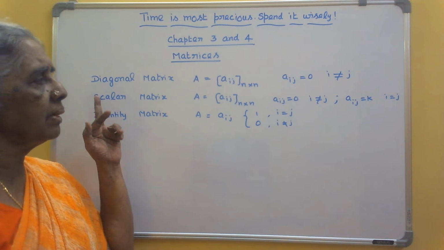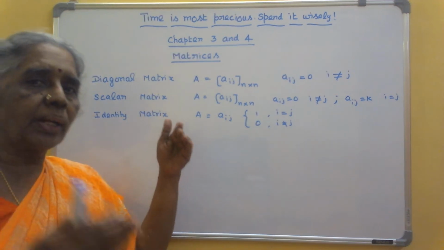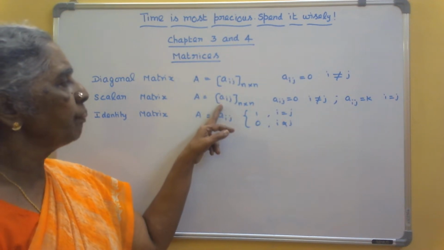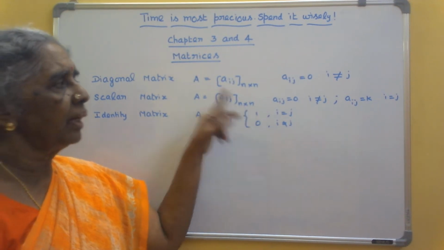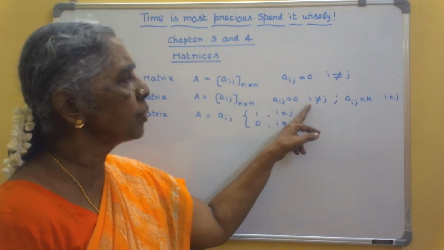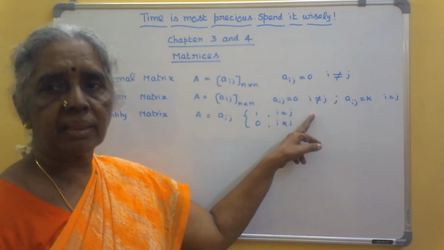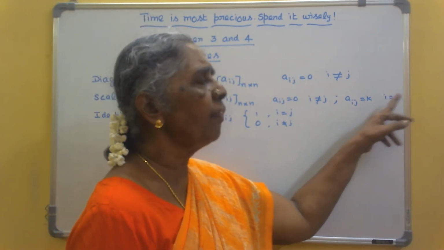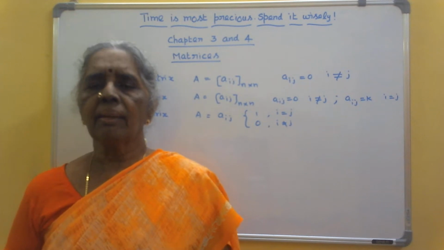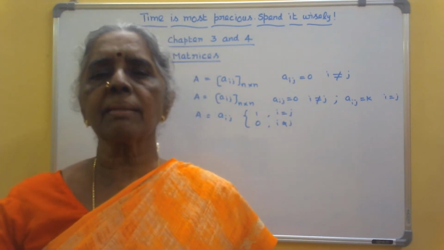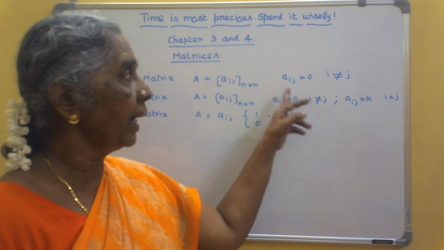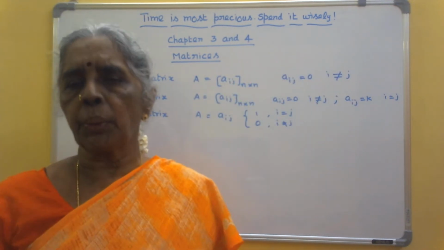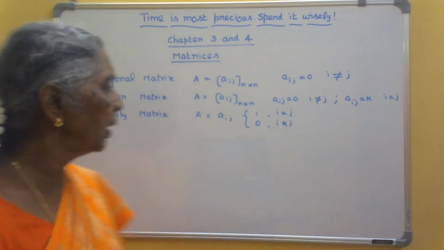A scalar matrix is also a square matrix, a special category of diagonal matrix, which you can write as [a_ij] n cross n, where a_ij is equal to 0 for i not equal to j, the same condition, and a_ij is equal to k if i is equal to j. Here the diagonal elements will be the same number. In a diagonal matrix they can be different. In a scalar matrix they should be the same number.